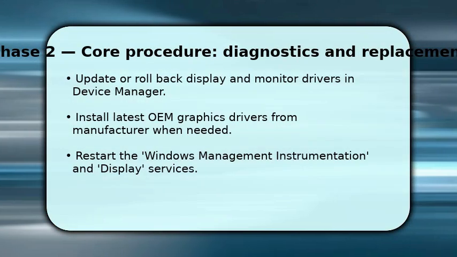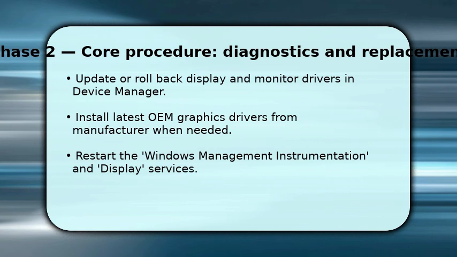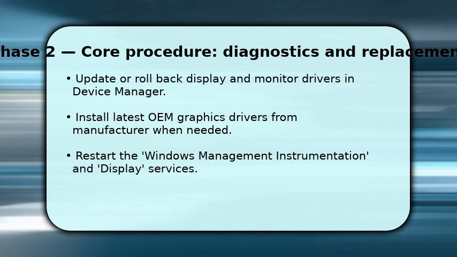Next, focus on drivers and system services. In Device Manager, right-click the display adapter and choose Update Driver or roll back if a recent update broke brightness. Also expand monitors and update the monitor driver. Use Update Driver, Search automatically, then install OEM drivers if Windows fails.